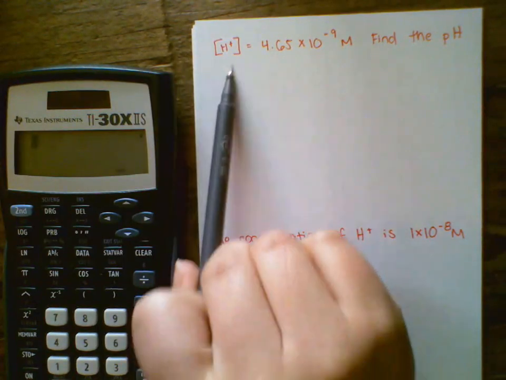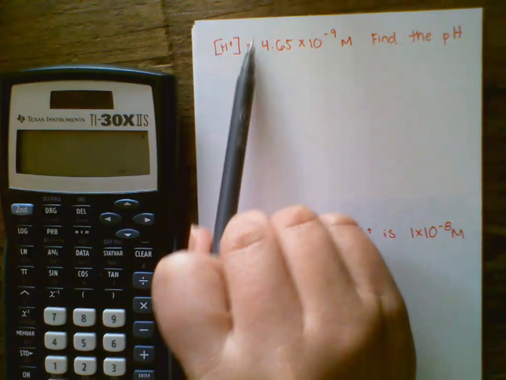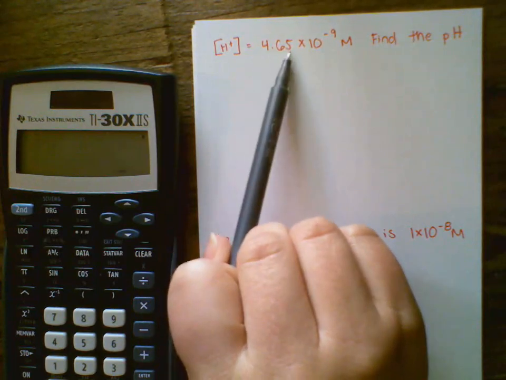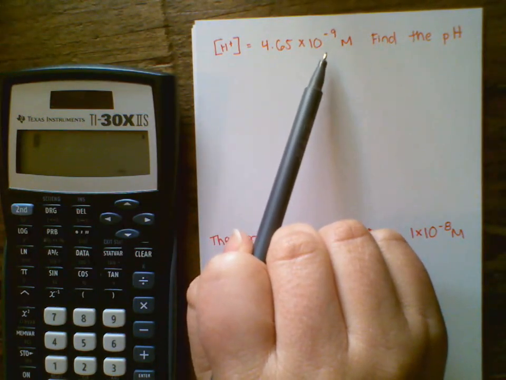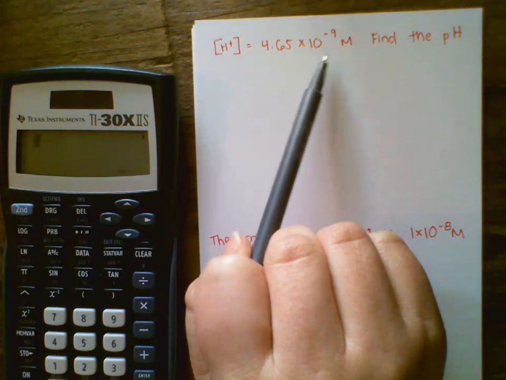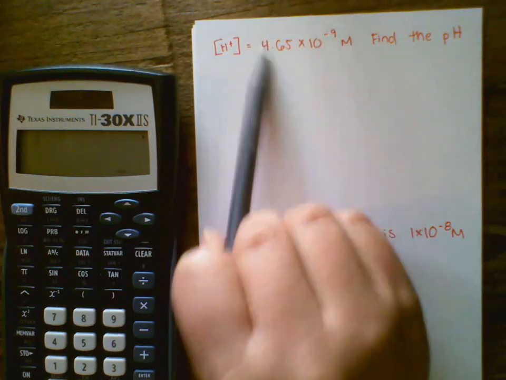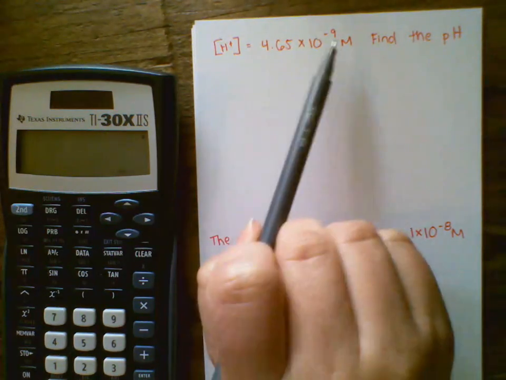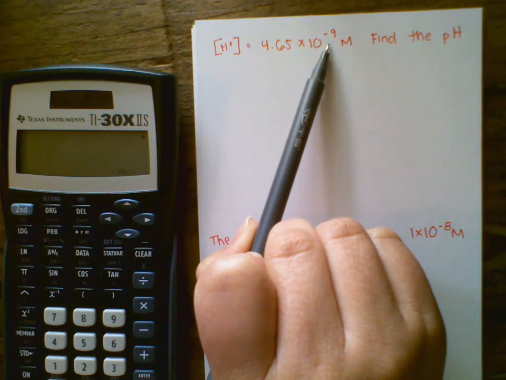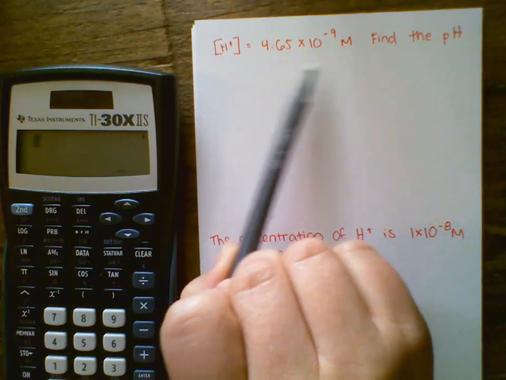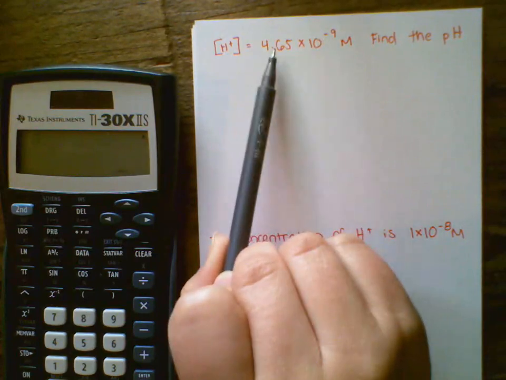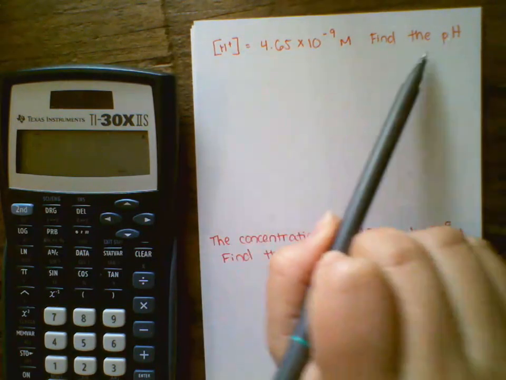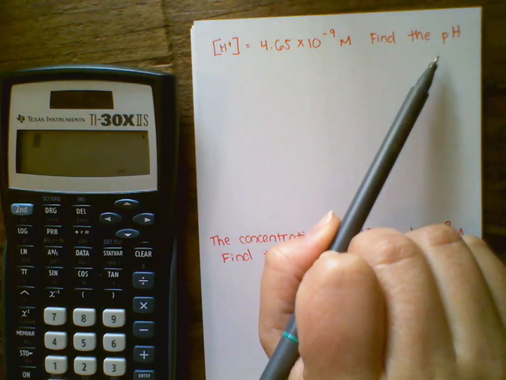So this says the H plus concentration, that's what these little brackets mean, is 4.65 times 10 to the negative ninth. If you remember back to the beginning of the year talking about these scientific notation numbers, a negative exponent means that it's a really, really small number. Okay. So we want to use this concentration of H plus, or how much H plus we have in our solution, to figure out what the pH of that solution is.